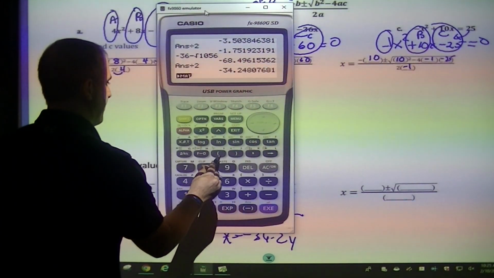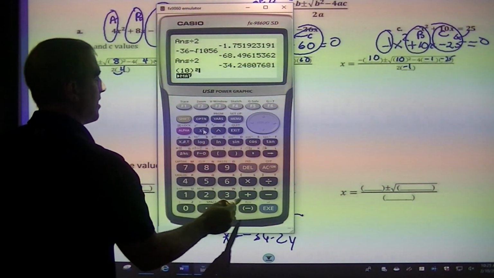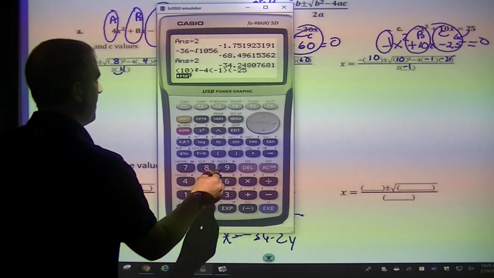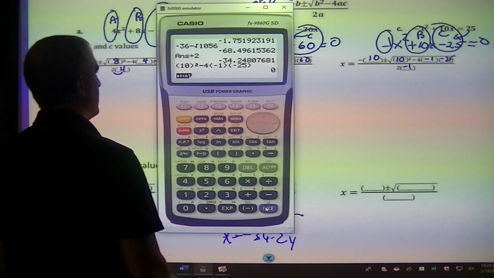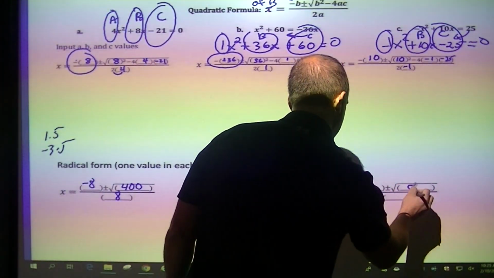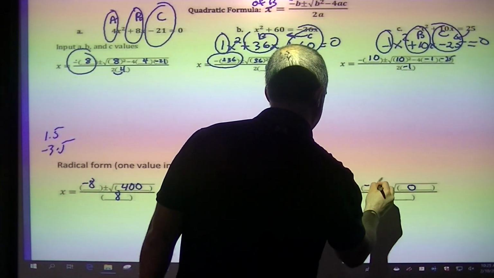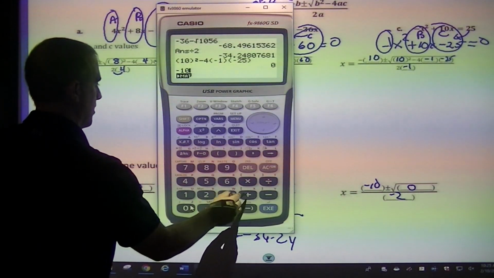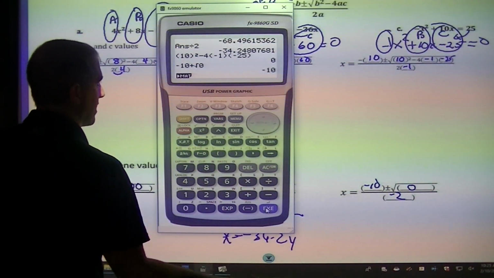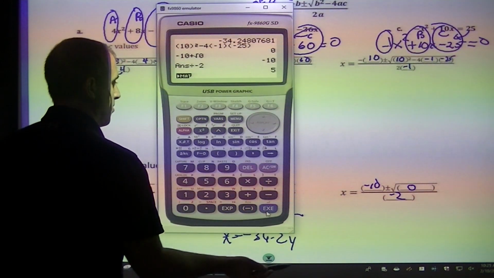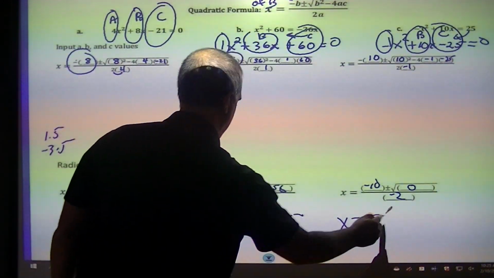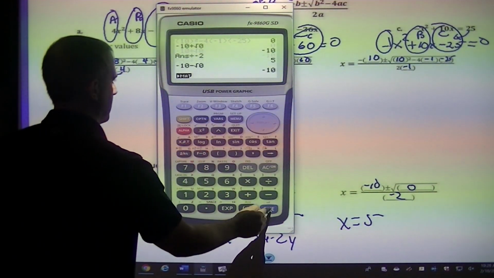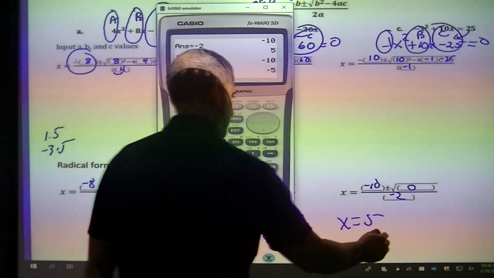So once again, I'm going to figure out the part underneath the square root: 10 squared minus 4 times negative 1 times negative 25. So the part underneath there would be 0. The opposite of 10 would be negative 10. This would be negative 2. So I do negative 10 plus the square root of 0, divide by negative 2. One of the answers is 5. Then I do negative 10 minus the square root of 0 divided by negative 2. That's also going to be x equals 5.